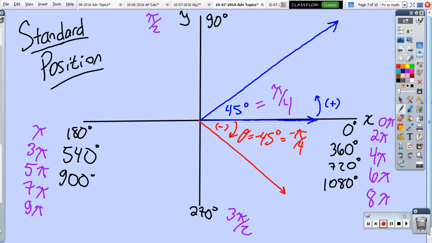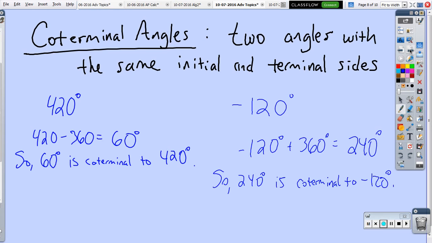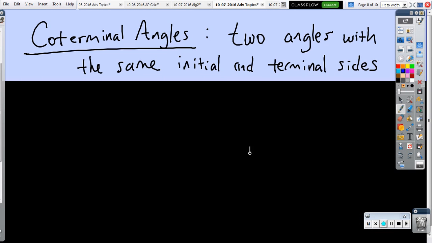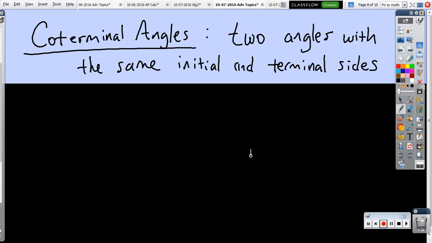Okay, all right, so coterminal angles: two angles with the same initial and terminal sides. We just saw a lot of examples where 0 degrees was coterminal with 360, which is coterminal with 720, etc. If you're following along, this is around page 490 now, example 5.